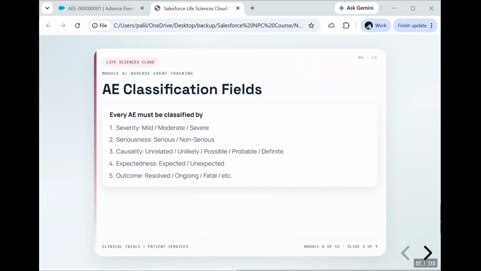Expectedness: is this type of event already listed in the investigational drug's documentation as a known risk? Outcome: has the event resolved? Is it ongoing, or was it fatal? All of these classification fields need to be verified in your trial, the picklist values in particular.